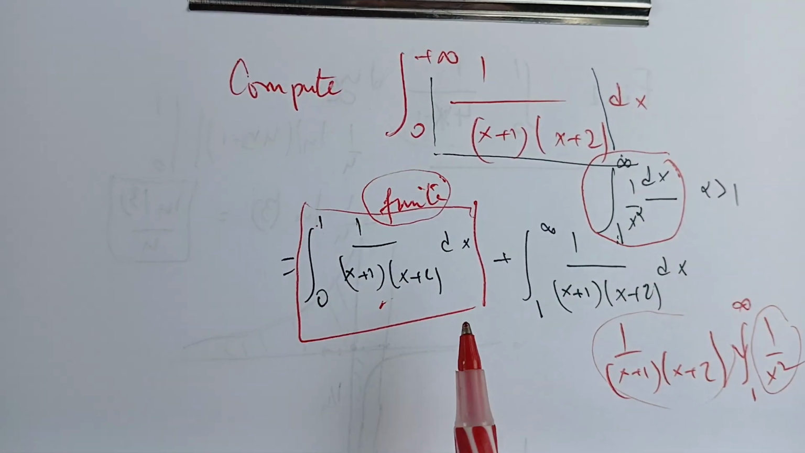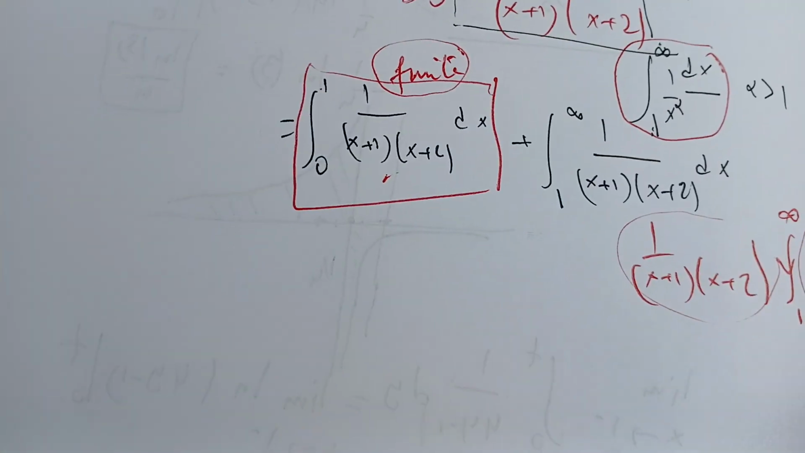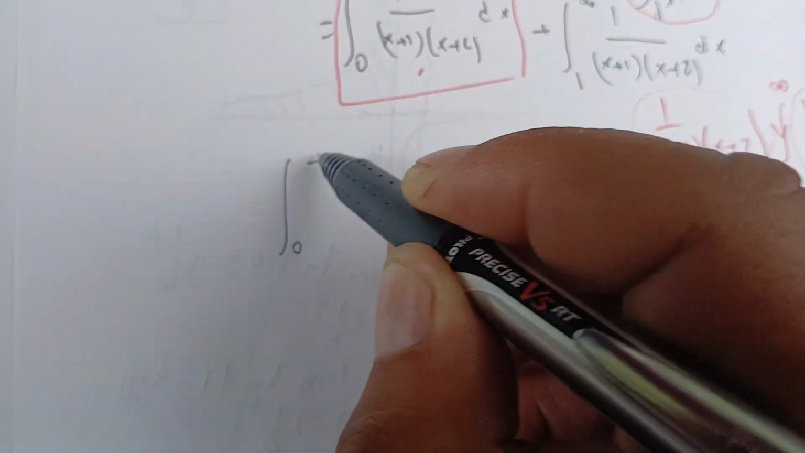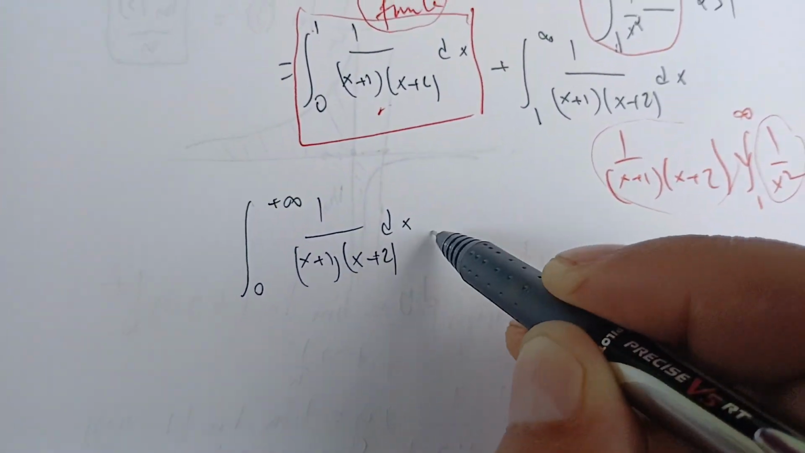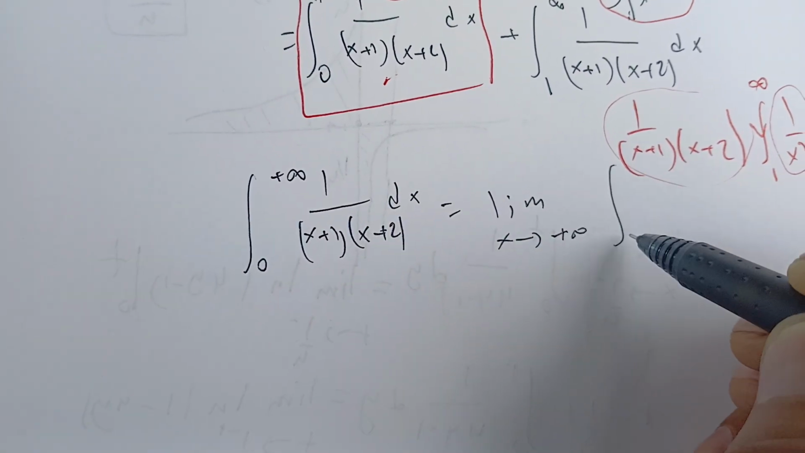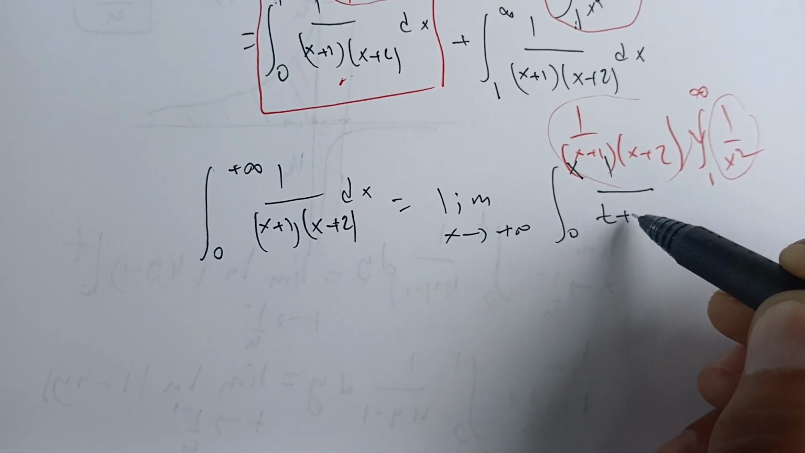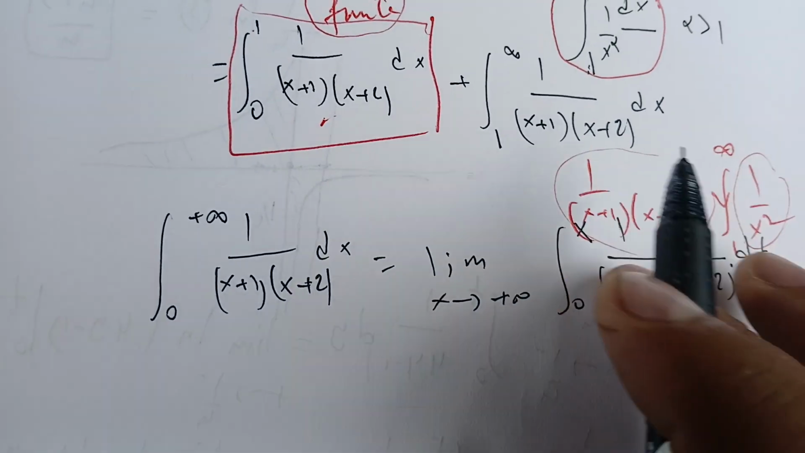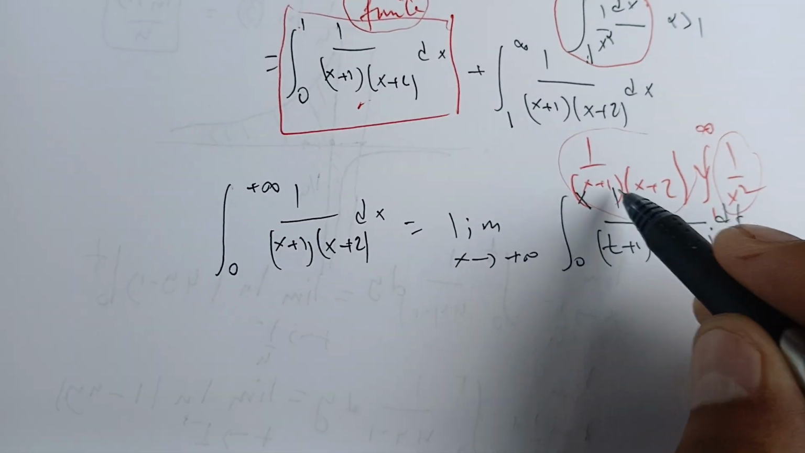We can compute its value. So we can use the definition of the improper integral. The integral between 0 and plus infinity of 1 over (x plus 1) times (x plus 2) dx is defined as the limit as x goes to infinity of the integral between 0 and x. Let's change the variable here: 1 over (t plus 1) times (t plus 2) dt. There is nothing happening here. It's just dummy variables that won't affect anything.